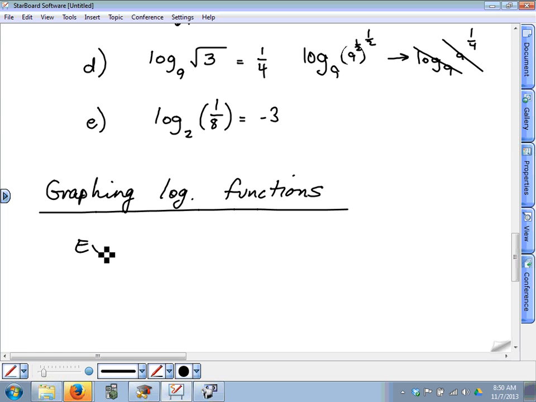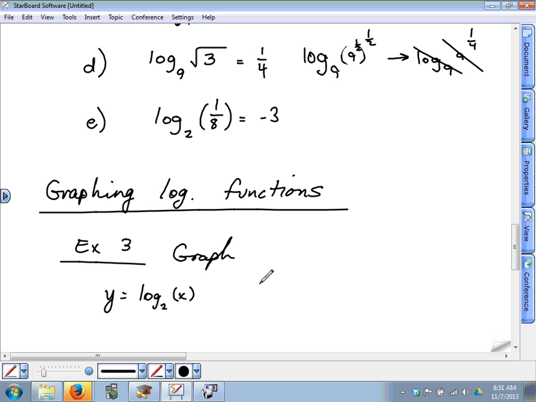So let's consider example 3. Graph y equals log base 2 of x. You're going to do these in the same order that you did your last examples for graphing exponentials. When you were graphing exponentials, what was the first thing you did? You put in the horizontal asymptote, right? So the first thing you're going to do here is put in the vertical asymptote.